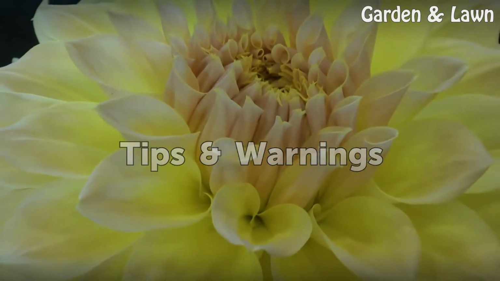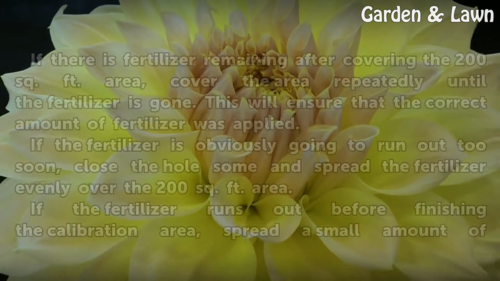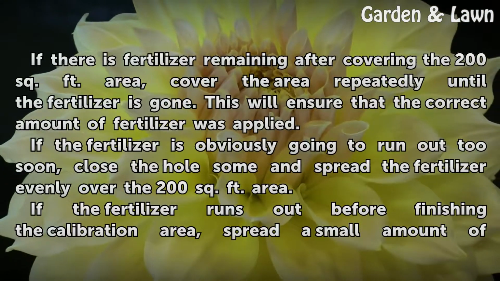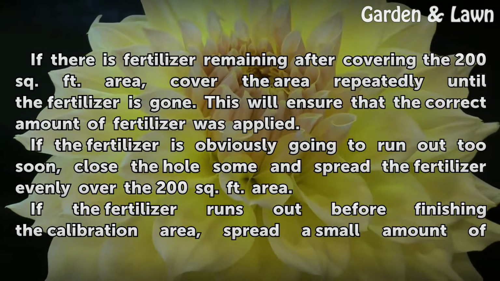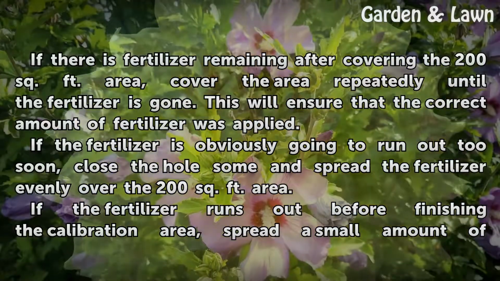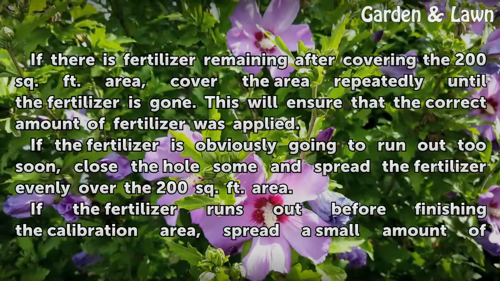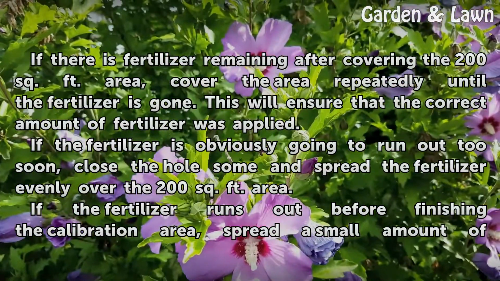Tips: warnings. If there is fertilizer remaining after covering the 200 square feet area, cover the area repeatedly until the fertilizer is gone. This will ensure that the correct amount of fertilizer was applied.